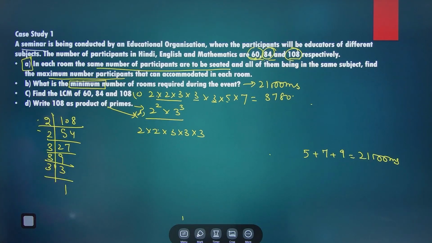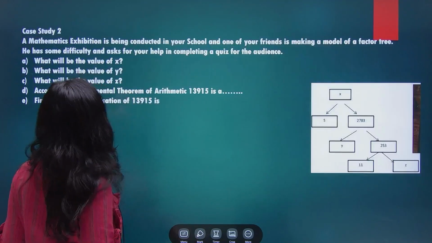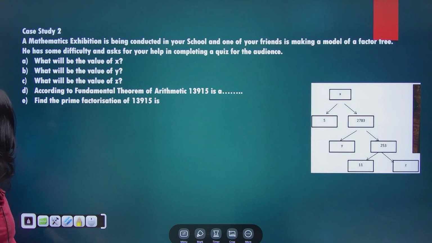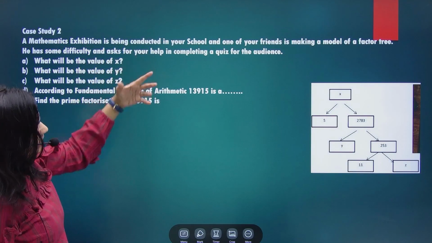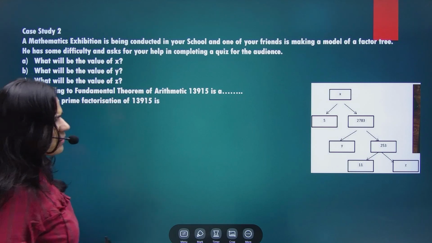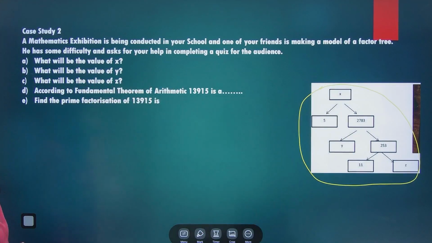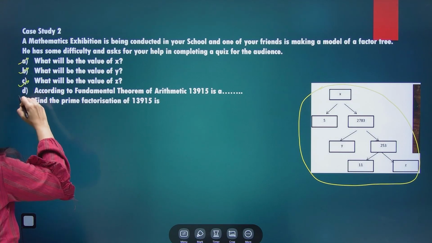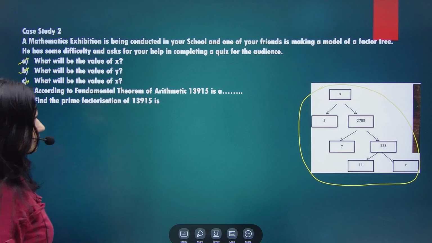Now coming to the next case study. A mathematics exhibition is being conducted in your school and one of your friends is making a model for a factor tree. अब बचपन से ये factor tree करते आ रहे हैं. This is quite easy. So I would like you to pause the video and try it on your own and then find out the answers for these 5 parts. They are very easy. Now, what will be the value of x here?